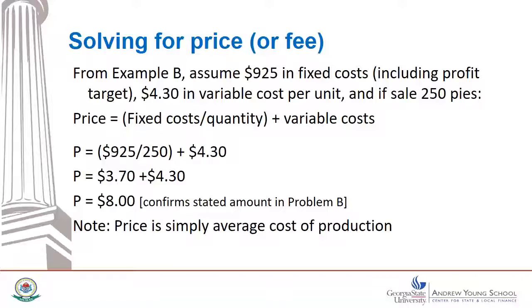If we knew everything about the price, we could derive a price which would cover all costs and profit. Price is equal to the product of our fixed costs of 925 divided by our quantity of 250, which results in 3.70. We then take that 3.70 and add the variable costs of 4.30. The result is that a price of $8 is necessary to cover all costs and our required profit. Price is simply the average cost of production.